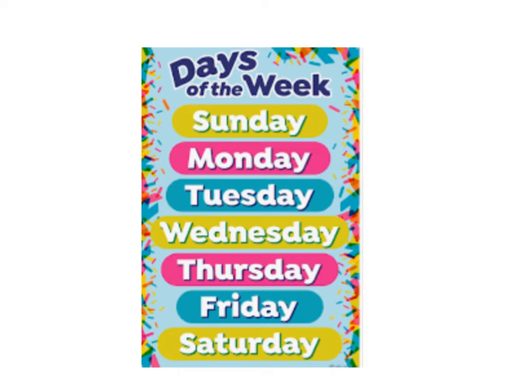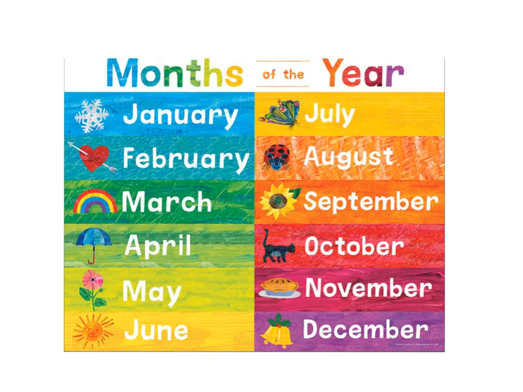Days of the week, days of the week, days of the week. There's Sunday and there's Monday, there's Tuesday and there's Wednesday, there's Thursday and there's Friday, and then there's Saturday. Days of the week, days of the week, days of the week. And how many days of the week are there? 7.